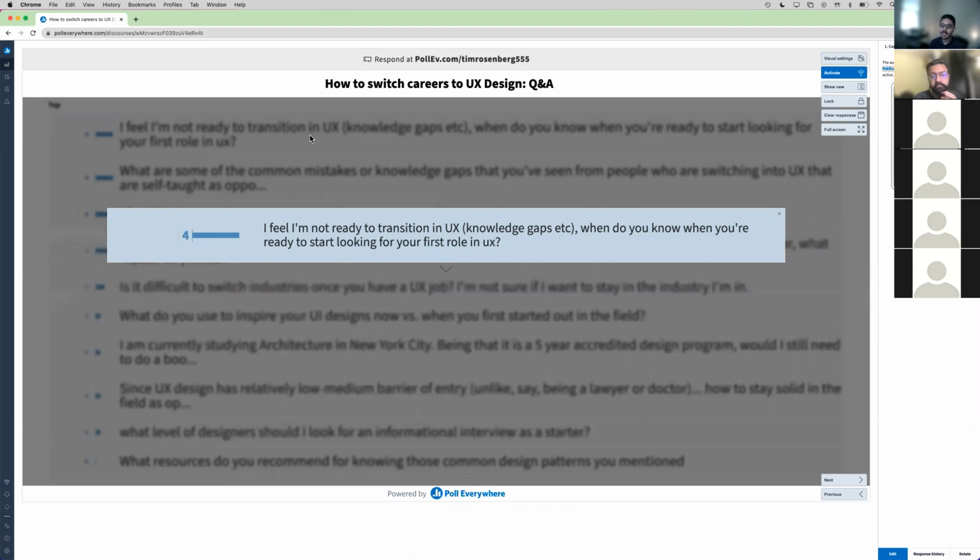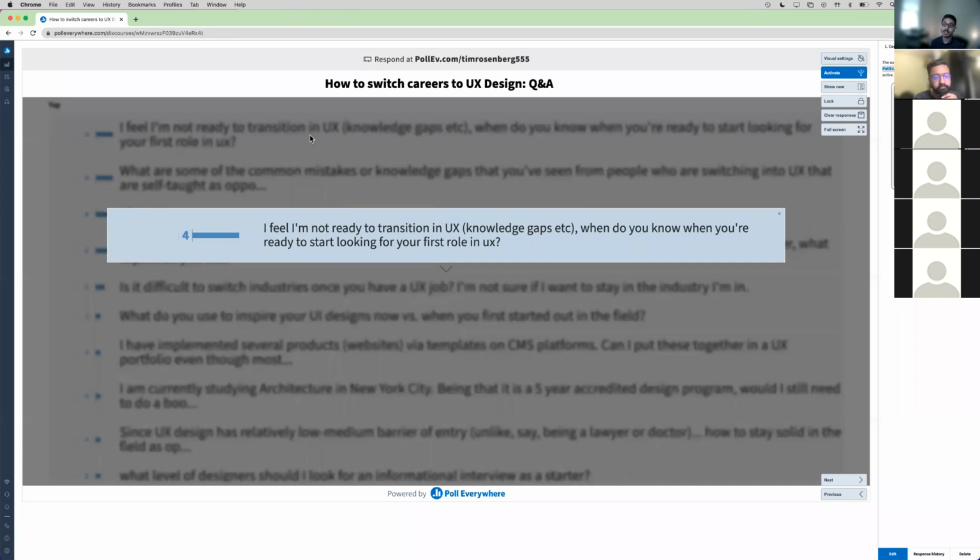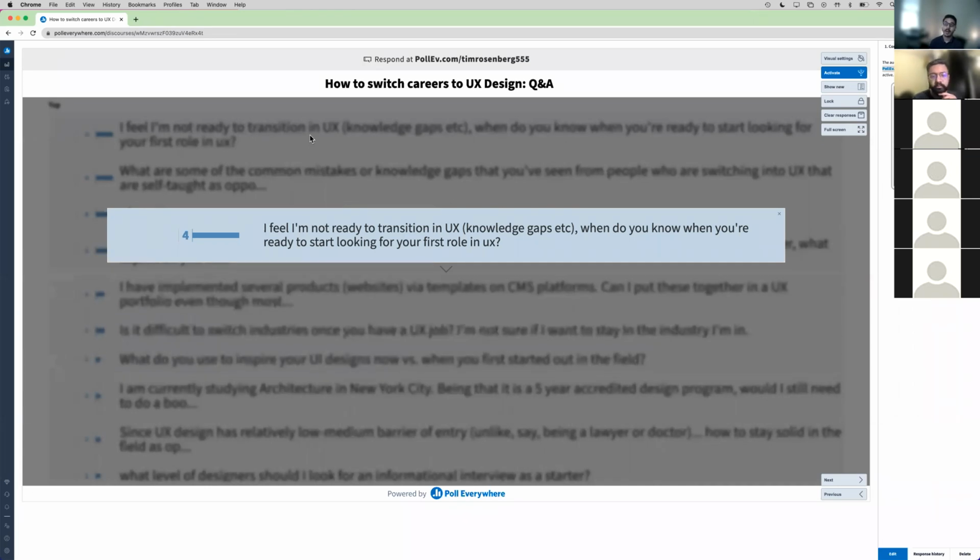I think the strongest indication to transition into UX is really that the transition can start at any time. Any day you can say, all right, I'm ready to start a course. So step one, start your education. Step two, get your hands on real projects. And a key sign that you're ready for an actual role is when you can predict what steps are necessary ahead of time through the design process.